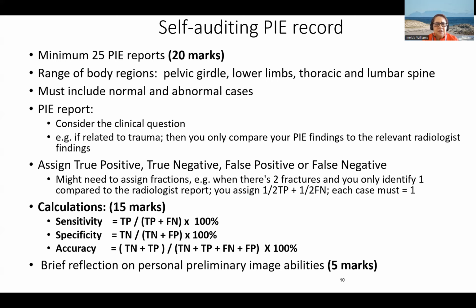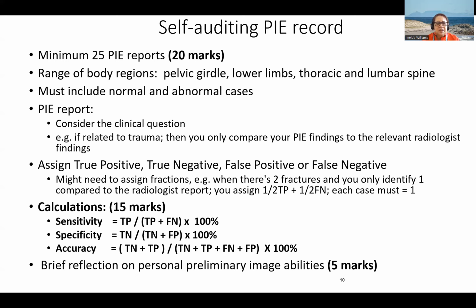And then assign whether it's true positive, meaning that your findings match 100% with that of the radiologist in terms of the pathology, and true negative, whether it's a normal case, and then false positive or false negative. You might need to assign fractions. For example, if there's 2 fractures, you only mention 1, then you assign half. So you've only identified half of the pathology, and the other half will be false negative. Do remember, each case must be equal to 1.